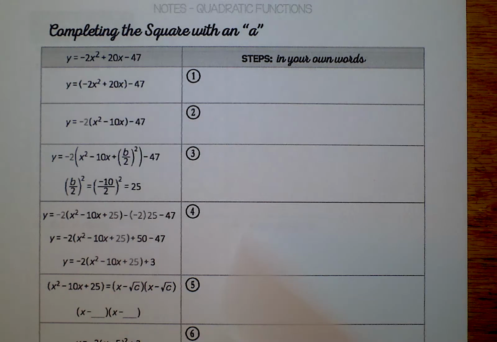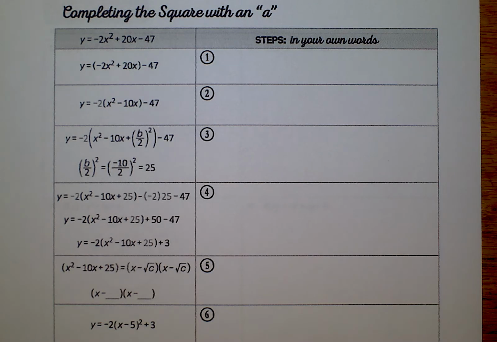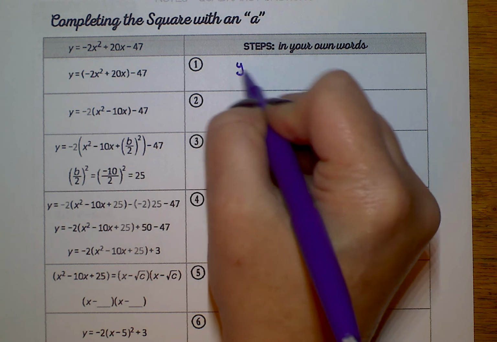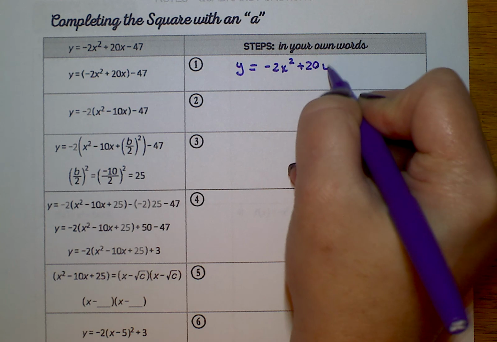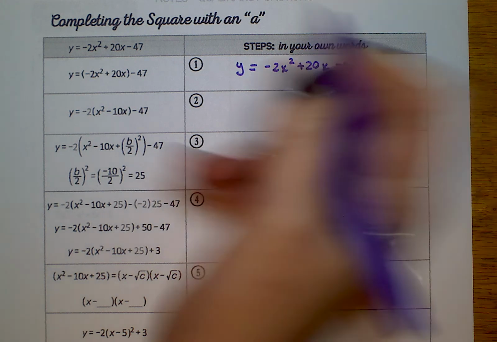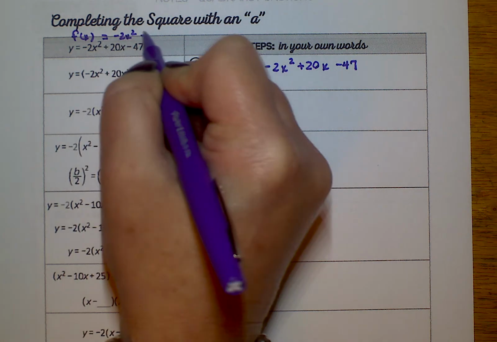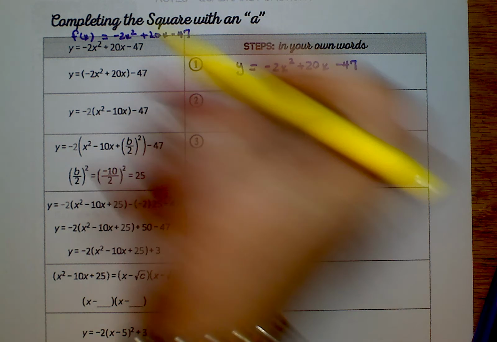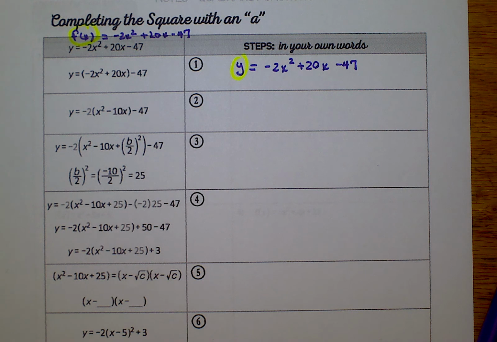Okay, let's look at the second page. Again, this is just some typed up steps, and I'm going to go through it in my words to show you how to do that. I'm going to recopy the problem over here. If the original problem says f of x equals on your assignment, what I suggest you do is put the y there because it makes it a lot simpler, because that means the same thing.